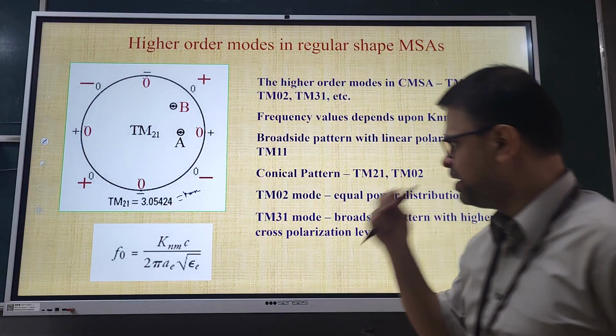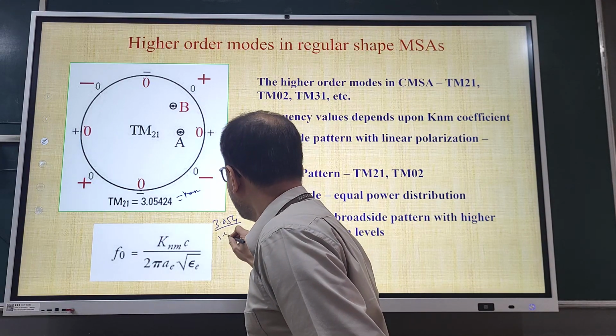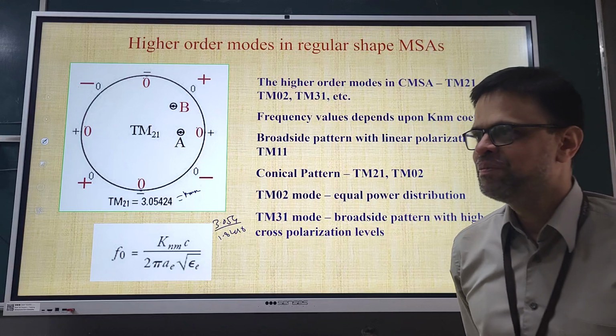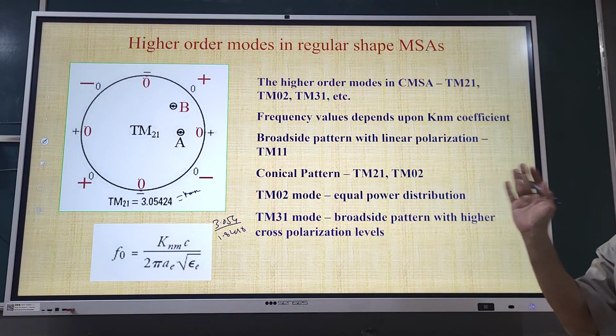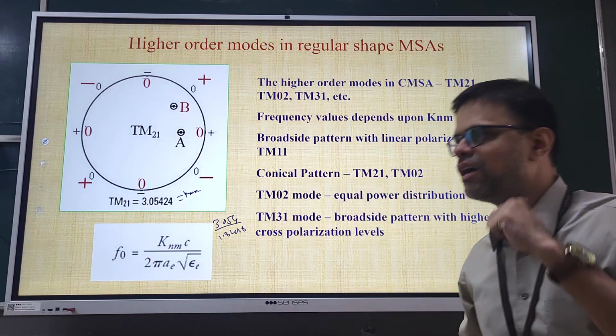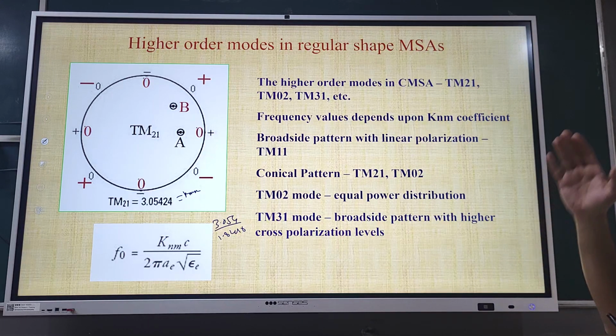Now you just see, you can divide it: 3.054 upon 1.84118. This ratio is not in harmonic value, which I mentioned earlier. This ratio is not in harmonic value, and that's why the circular patch gives a harmonic separation, unlike the rectangular geometry. So here, in case of circular microstrip antenna, it is the 2-1 mode, which is a higher order mode.